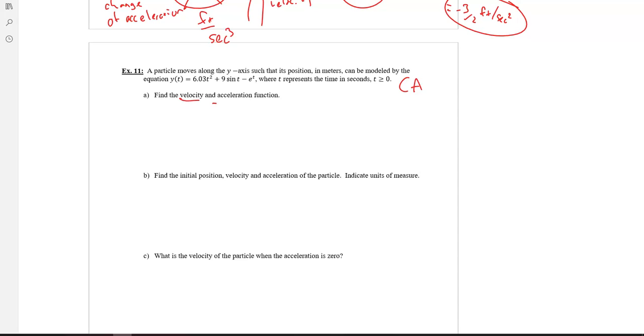So first it says find the velocity and the acceleration function. Well, that's something we can do without our calculators, right? To find the velocity, notice by the way, we're moving along the y-axis, and notice it's not x of t, it's y of t, right? So that's indicating that we are on the y-axis. We're moving up and down as opposed to left and right. All right, given this function, how can I find the velocity then? What do I need to do?